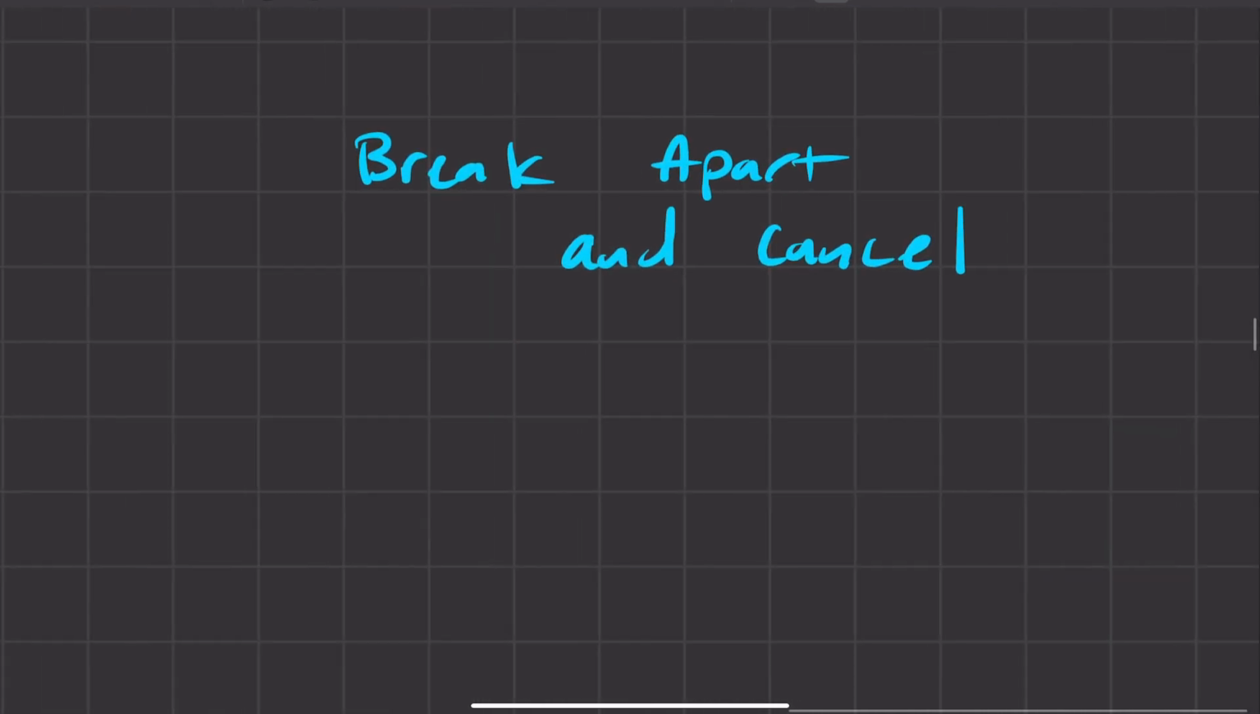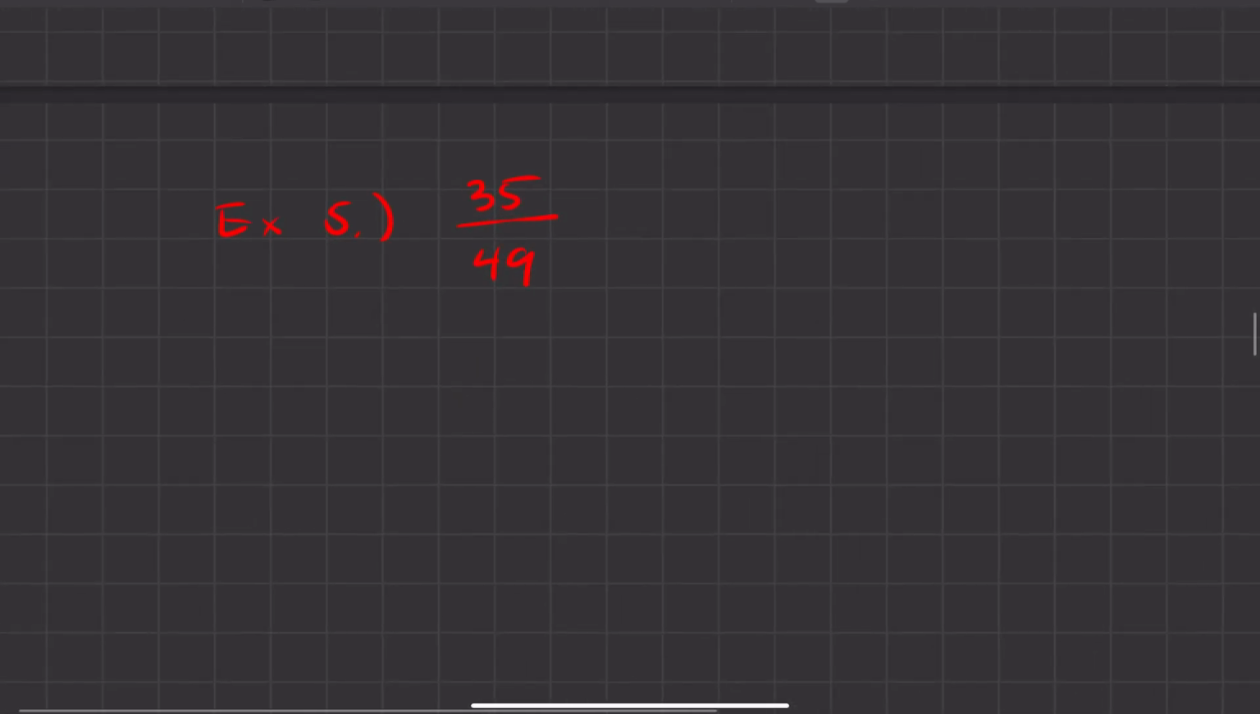We're going to do that break apart and cancel. I have 35 over 49. So I'm going to write my division bar. 35 can be broken into 7 times 5. 7 times 5 is 35. And then 49 is 7 times 7. 49 is a perfect square. So if I do the square root of 49, y'all, that's going to give me 7. Okay? So 7 times 7. Look at that. You can see the top and bottom, they both share a 7. So that goes away. That goes away.